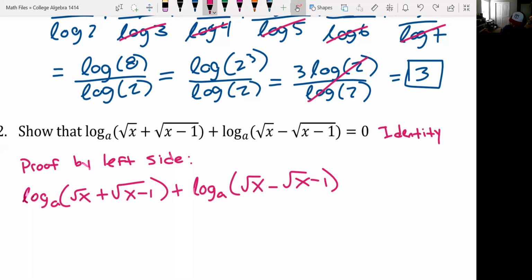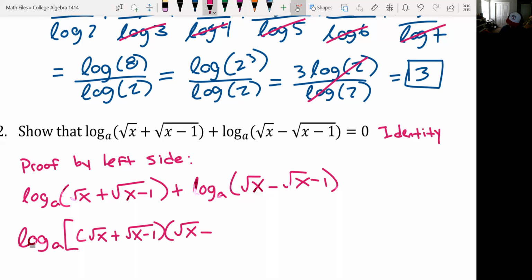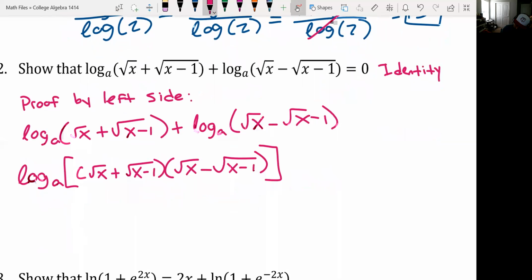So we get to use the product to sum. So say log base a, put a bracket there for neatness, and you'll get the square root of x plus the square root of x minus 1, times the square root of x minus the square root of x minus 1. And now what we're going to do is FOIL. If you FOIL, you should get x, the middle terms cancel, and you should get x times x minus 1.